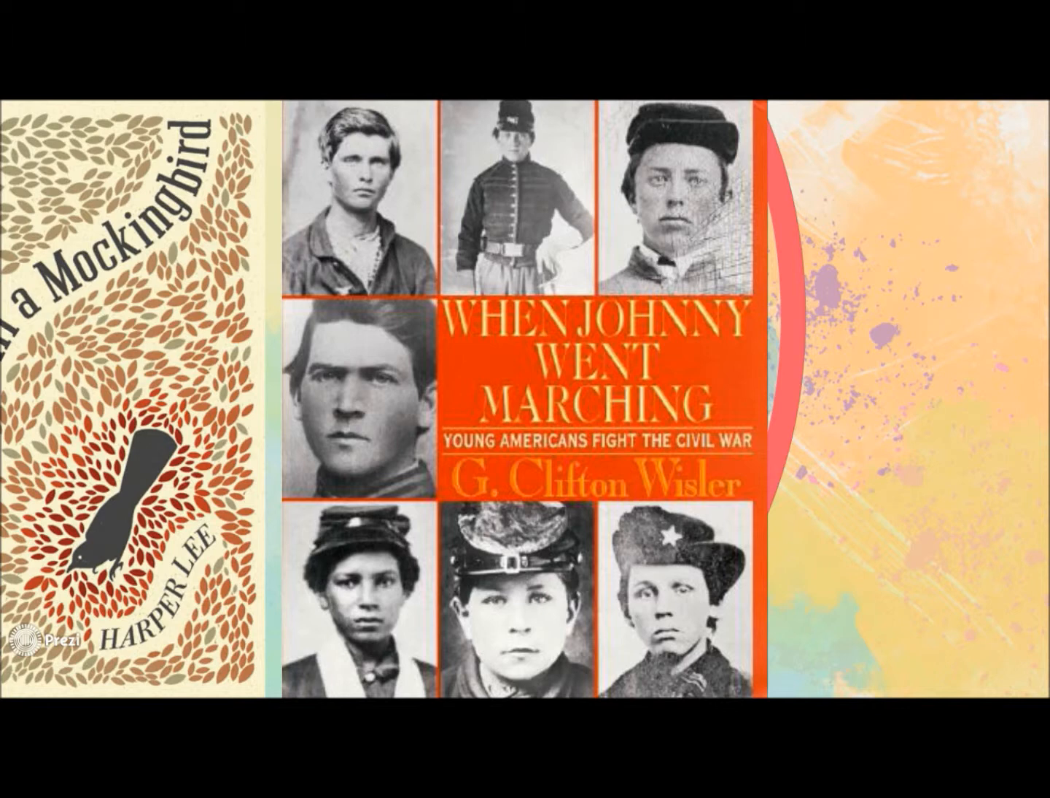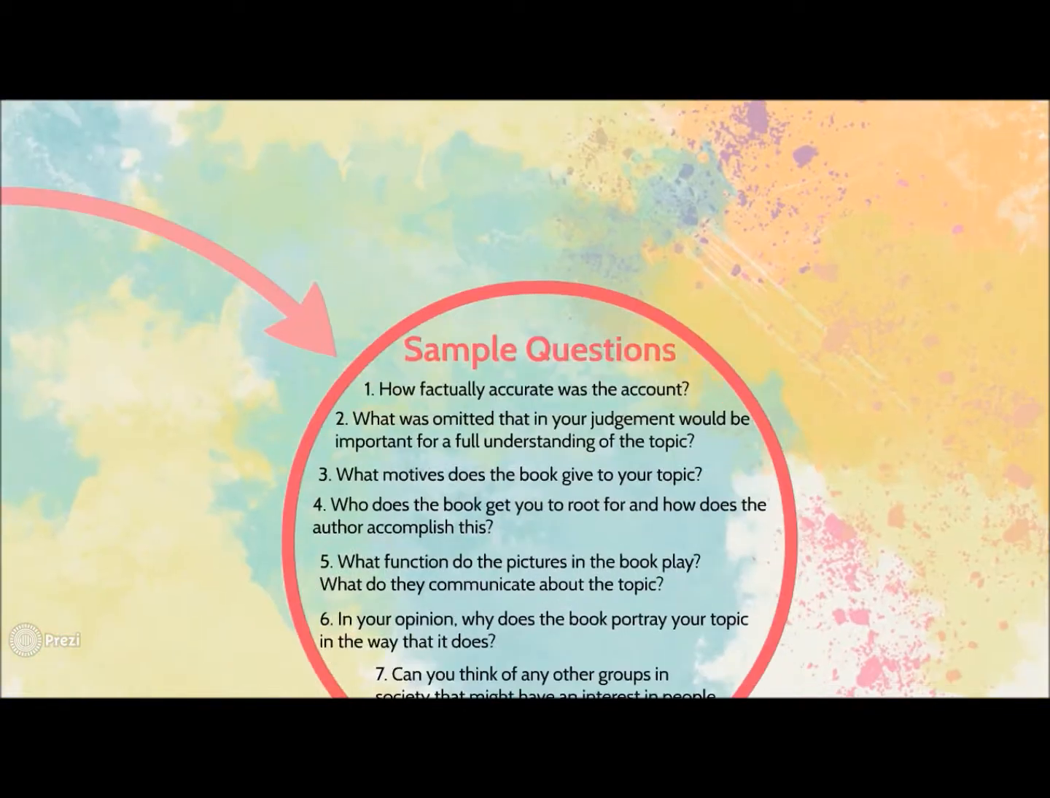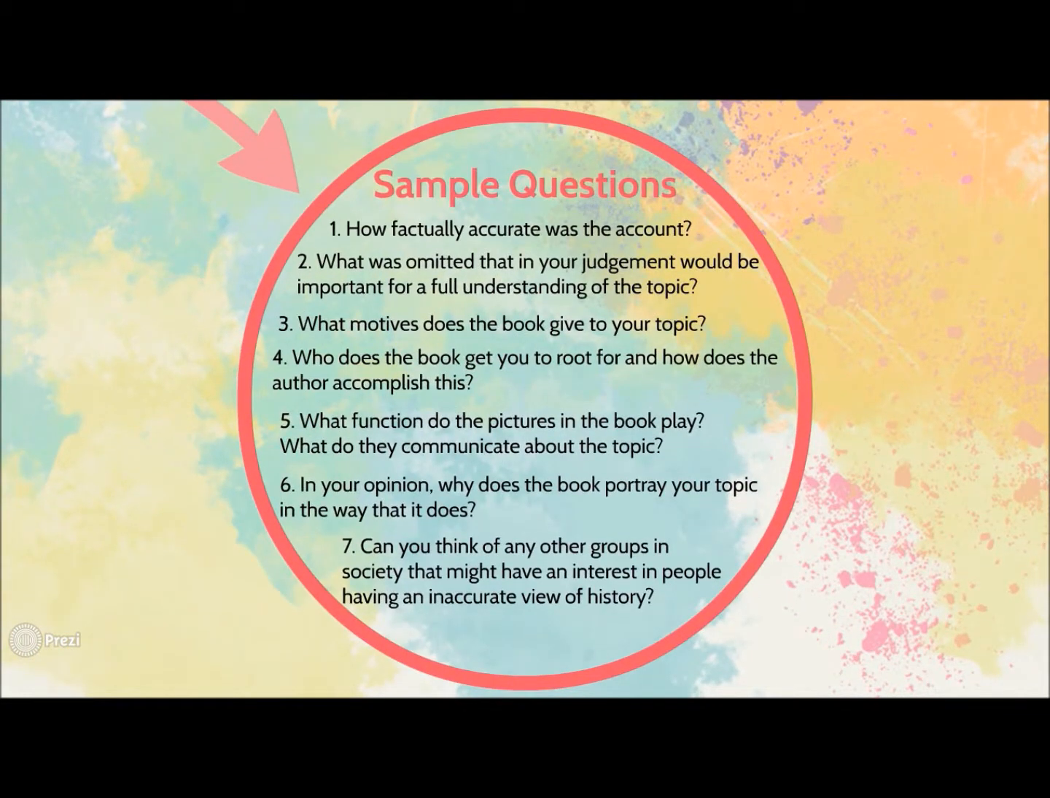In order to help students compare and evaluate these historical accounts, the article provides some questions that allow students to critically inquire into their selected topics. Question 1. How factually accurate was the account? Number 2. What was omitted that in your judgment would be important for a full understanding of the topic? Number 3. What motives does the book give to your topic? Number 4. Who does the book get you to root for, and how does the author accomplish this? Number 5. What function do the pictures in the book play, and what do they communicate? Number 6. In your opinion, why does the book portray your topic in the way that it does?